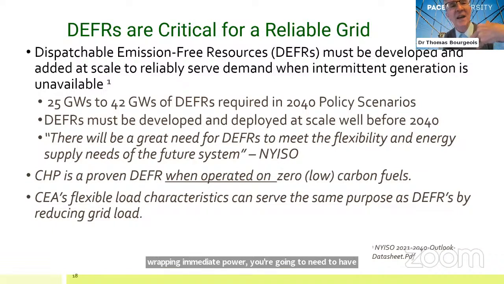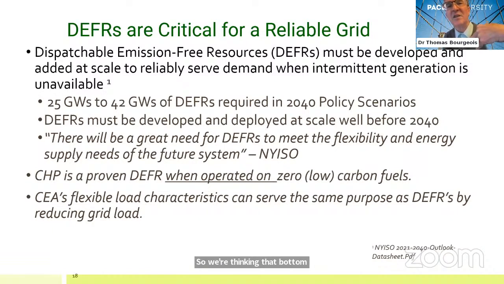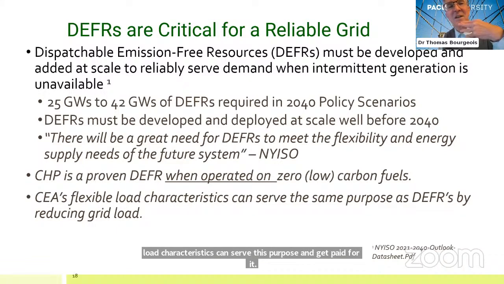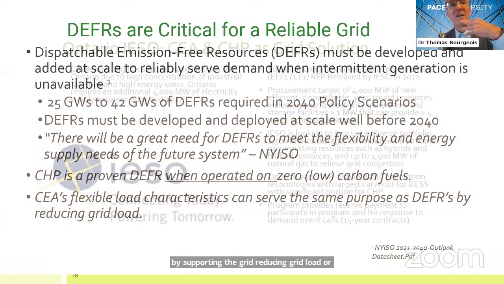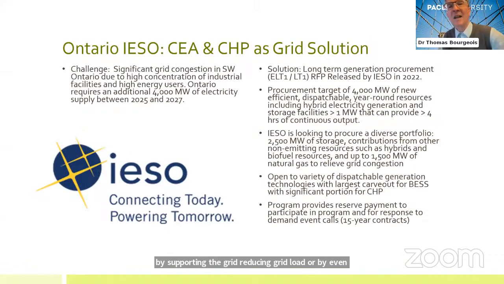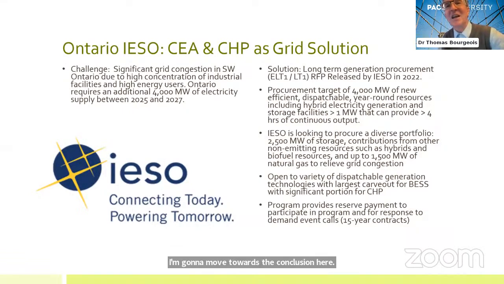So we're thinking that, in that bottom bullet, CEA's flexible load characteristics can serve this purpose and get paid for it, and create a great social benefit and resiliency benefit by supporting the grid, reducing grid load, or even taking excess power when there's a lot of excess power to be had. I'm going to move towards the conclusion here. Again, I like to say it can be done because it has been done.